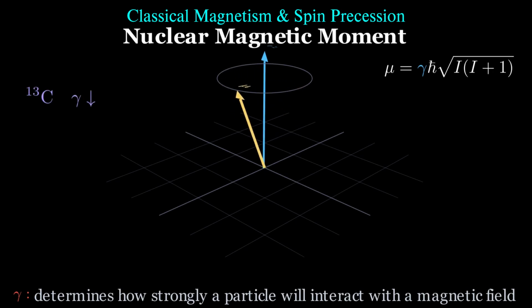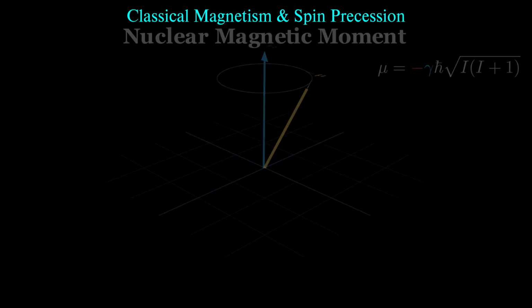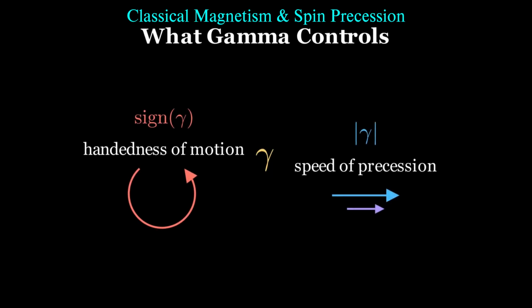Now, gamma can either hold positive or negative values, and that sign doesn't mean that the nucleus is more or less magnetic, but it does tell us the direction of precession relative to the magnetic field. If gamma is positive, the magnetic moment precesses in one direction. If it's negative, it's going to precess in the other. So the sign controls the handedness of motion, while the magnitude controls how fast that motion happens.